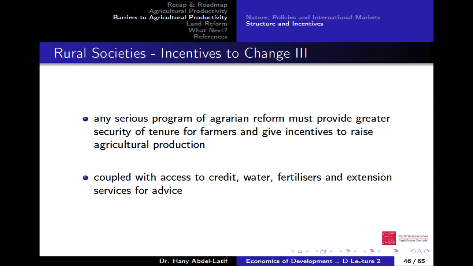Any program that tries to target rural societies needs to take the context into consideration. It needs to take into consideration the structure, the forms, the social norms, the values, and how they live. And this also needs to be complemented by access to credit, water, fertilizers, etc.